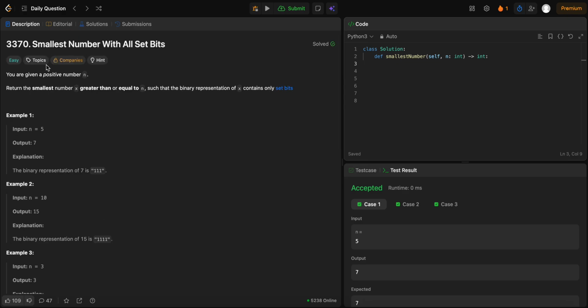This is the problem statement. You are given a positive integer n, return the smallest number x which is greater than or equal to n such that the binary representation of x contains only set bits.